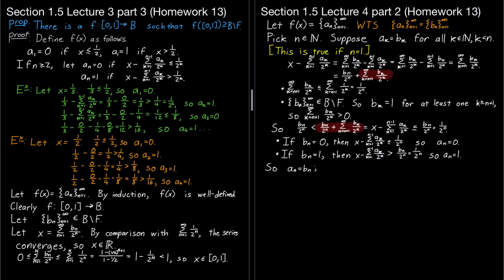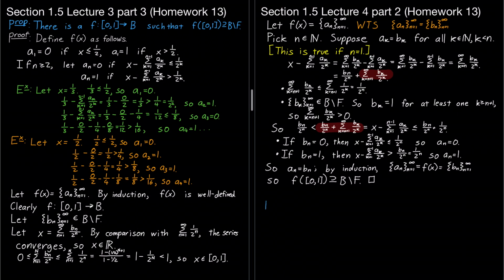So by induction, our sequence of a_n's, which we remember was f of x, is equal to our sequence of b_n's. So f of this interval from 0 to 1 contains the uncountable set B minus F. And that's what we were trying to prove.